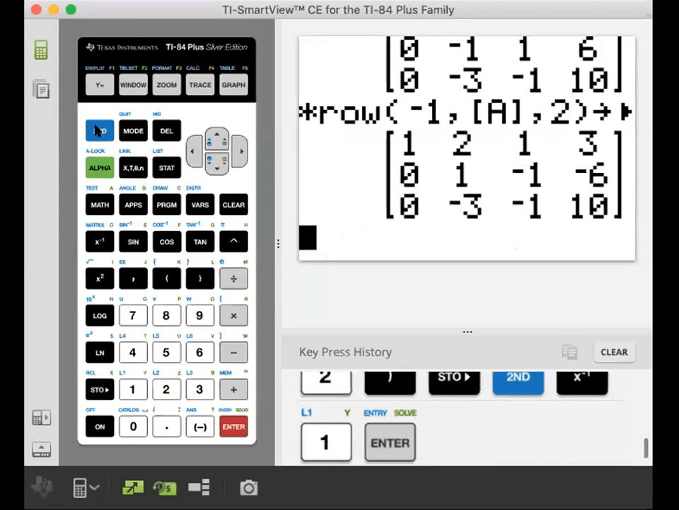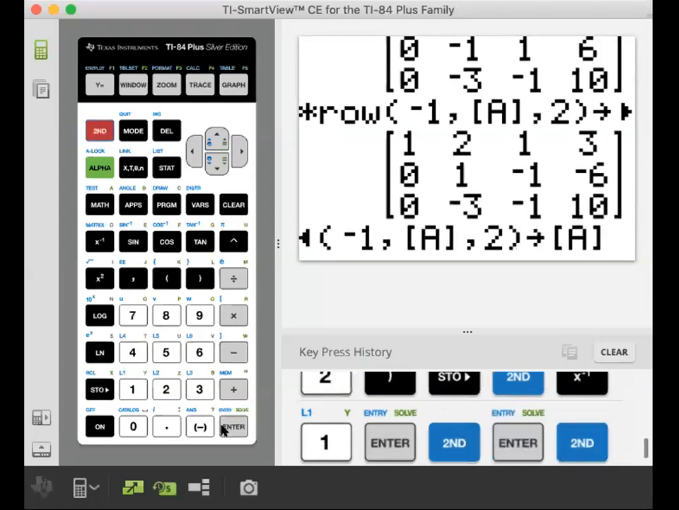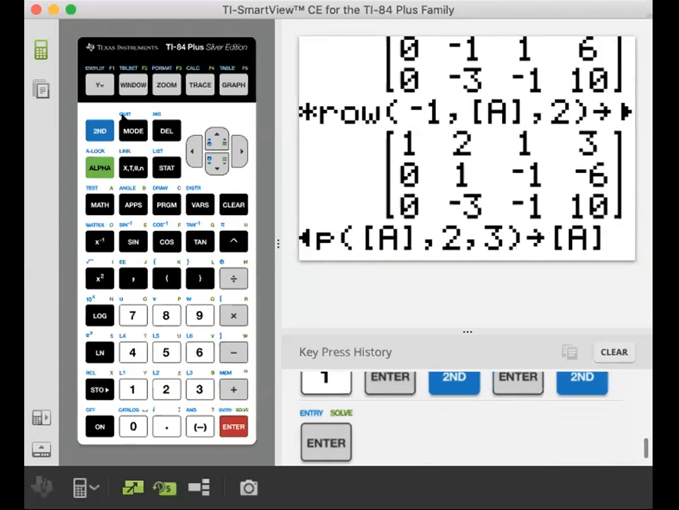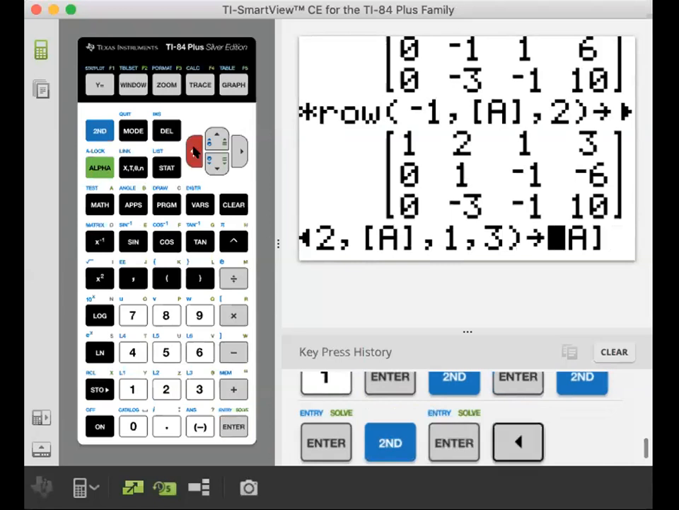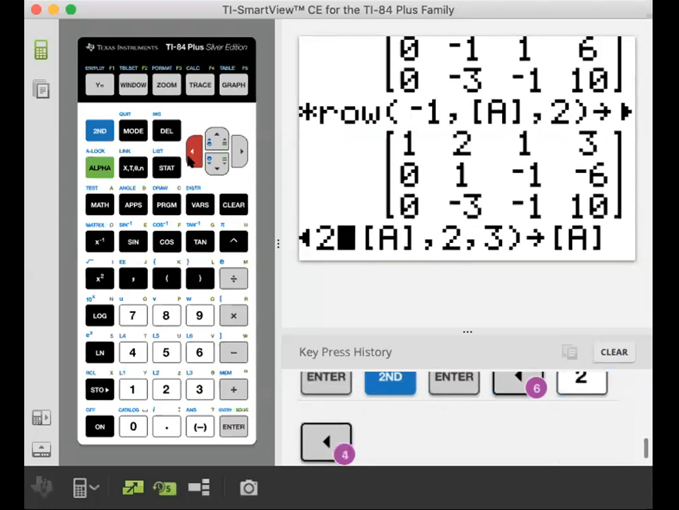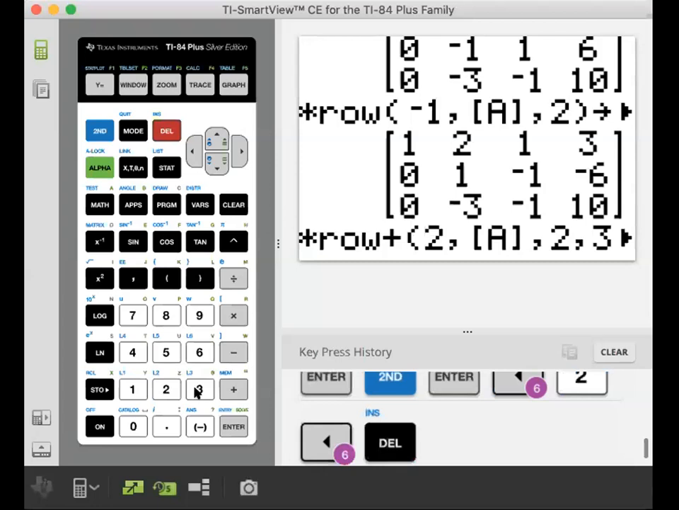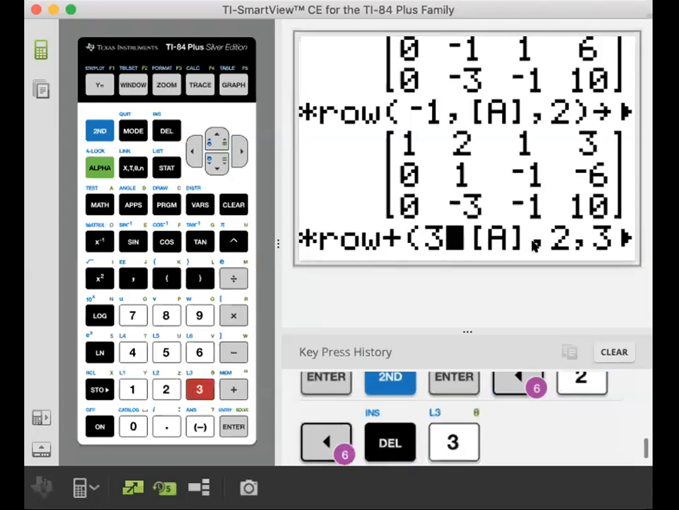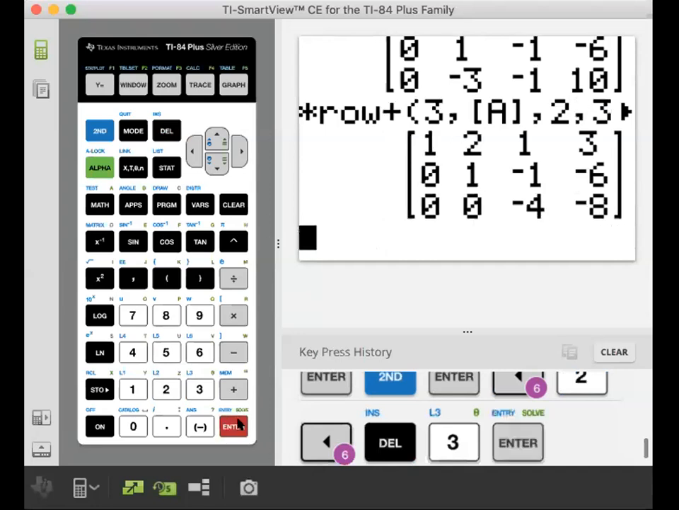And now to finish this thing out, I'm going to go second enter to go to the one where I have the multiplication. Another one. And I want to multiply row 2 by the number 3. So I don't want this negative. Okay, I'm multiplying 3 by row 2 in matrix A and adding it to row 3. And as you can see, it is now done.